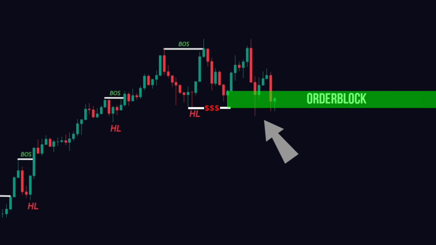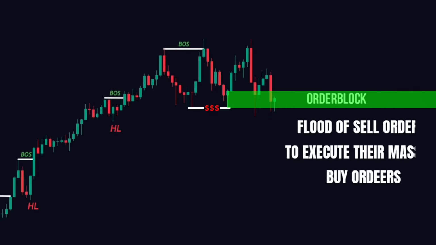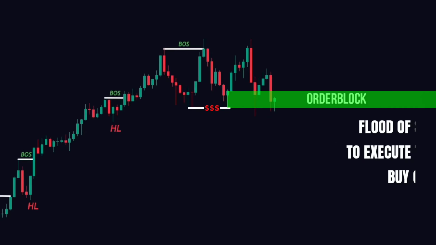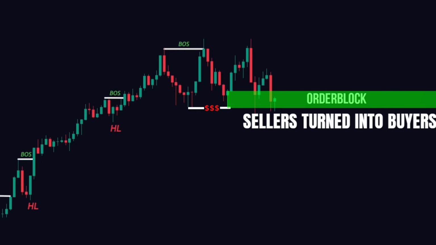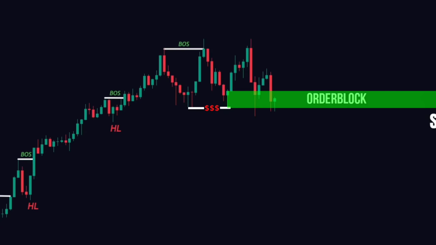Just as we anticipated. Retail traders who bought here, their stop losses got hit, flipping them into sellers. And that's exactly what institutions needed, a flood of sell orders to execute their massive buys with minimal slippage. And the traders who sold after the order block and double bottom break, once their stop losses get hit, they're turned into buyers, fueling even more bullish momentum. At this point, we know liquidity has been taken, meaning the stage is set for a potential reversal.